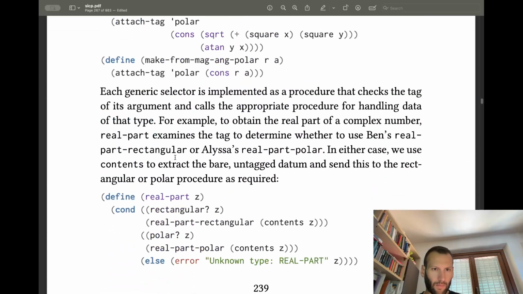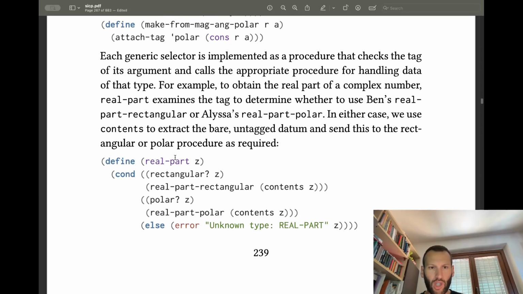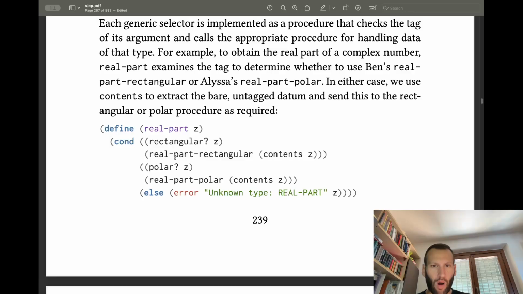So each generic selector is implemented as a procedure that checks the tag of its argument and calls the appropriate procedure for handling data of that type. For example, to obtain the real part of a complex number, real-part examines the tag to determine whether to use Ben's real-part-rectangular or Alyssa's real-part-polar. In either case, we use contents to extract the bare untagged datum and send this to the rectangular or polar procedures as required.